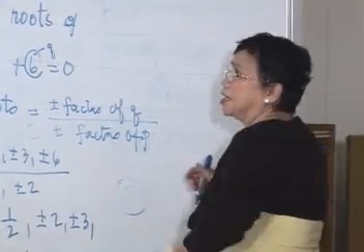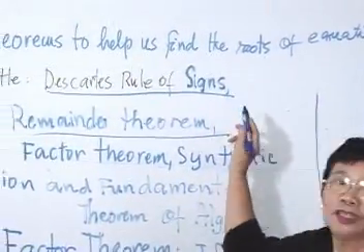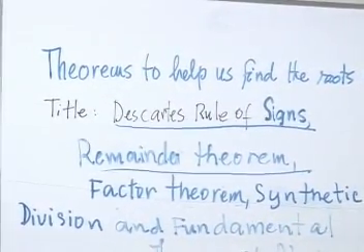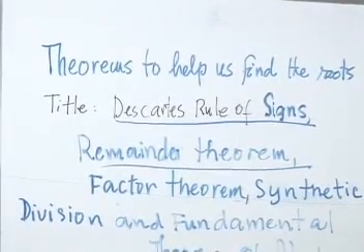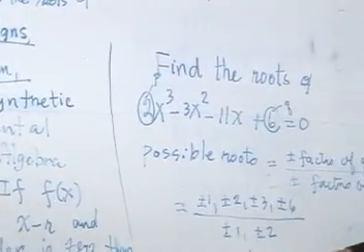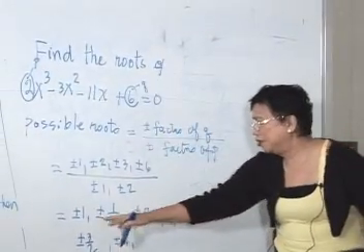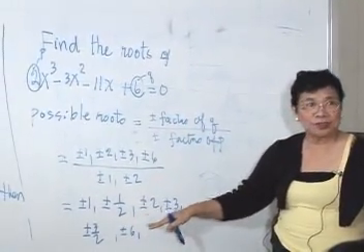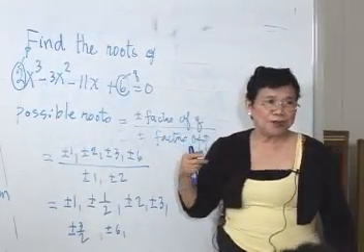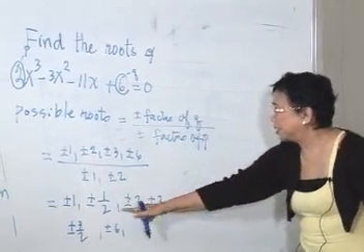We can now go to Descartes' rule of signs, one of the theorems that will help us find the roots of higher degree equations. When we say higher degree, we mean higher than 2. So that, for instance, if the rule says that there are no positive roots, then we should not try the positive values. Or if Descartes' rule says there are no negative roots, then we will not try the negative values of these possible roots.